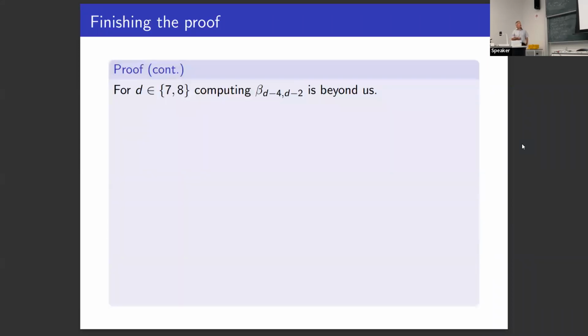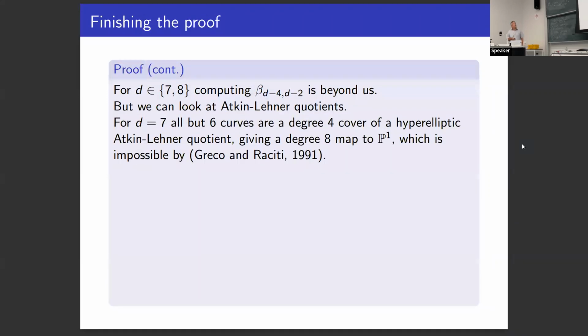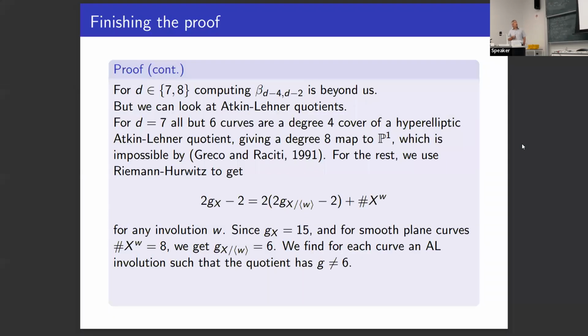That's how we finish the proof. So for degrees 7 and 8, we can look at the Atkin-Lehner quotient. For example, if the degree is 7, then we find that all but 6 of the curves are degree 4 covers of a hyperelliptic Atkin-Lehner quotient. And this means we have a degree 8 map to P1, and that can't happen for a degree 7 smooth plane curve. So that's how we finish the work for all but these 6 curves.